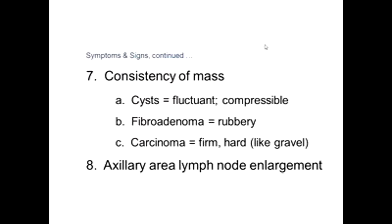Again, as you know, the consistency of the mass is important. Cysts are fluctuant and compressible, fibroadenomas are rubbery and mobile, and carcinomas are firm, hard, and may be fixed.